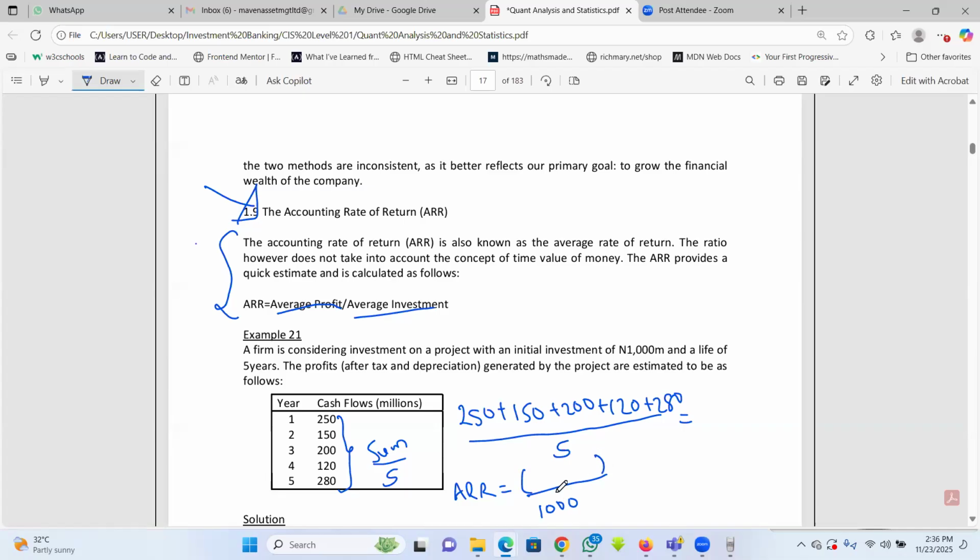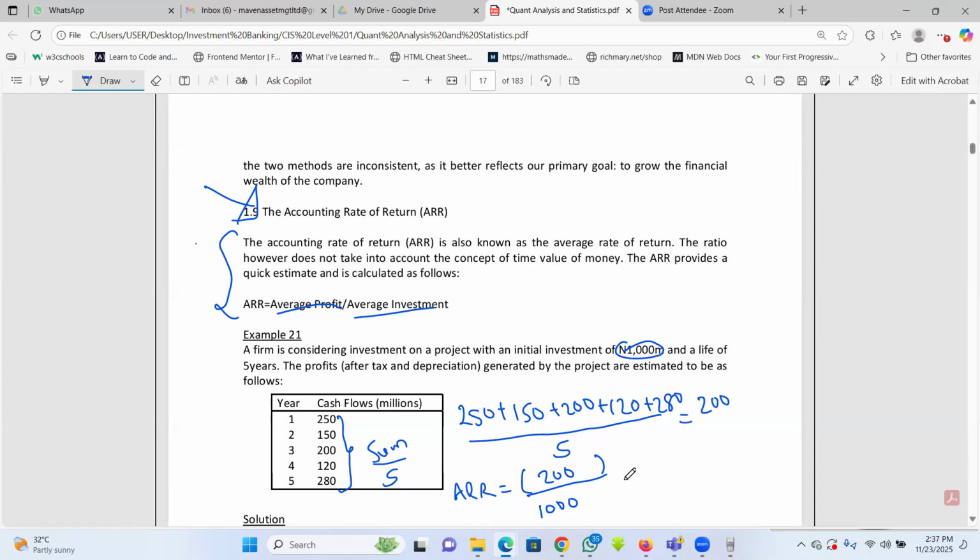That's 200. 1,000 over 5, that's 200. So we got 200 here as the what? Average profit. So I take the average profit and divide it by the average investment of 1,000 here, or rather 1 billion.